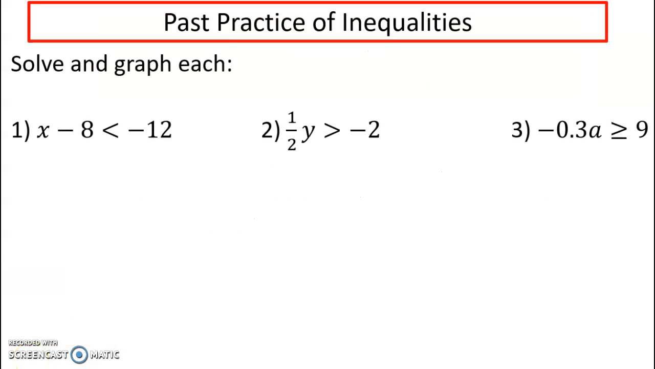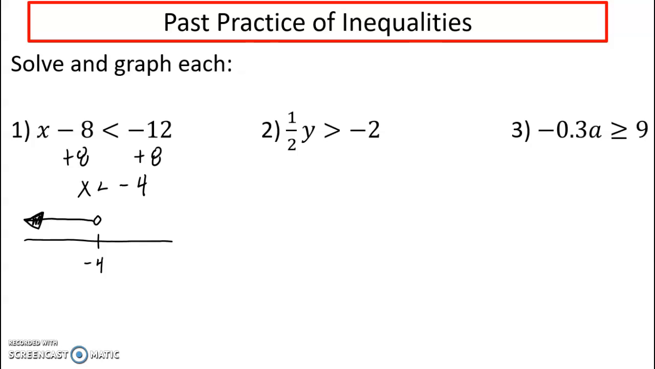Okay, so solve and graph each. Linear inequalities, linear. We got to think equations of lines, degree of 1. All right, get x alone. I'm just simply going to add 8 to each side. X is less than -4. So if I graph this on a number line, here I am at -4. Open circle because it cannot equal, and I graph everything to the left of that.